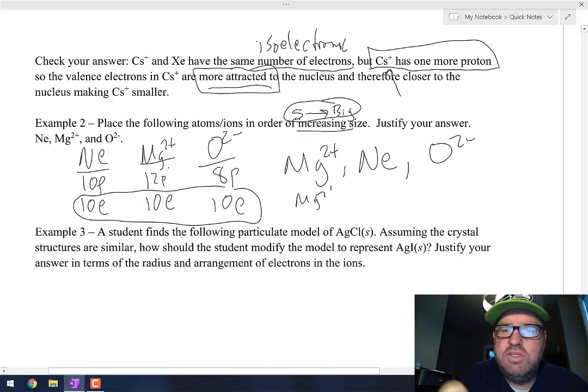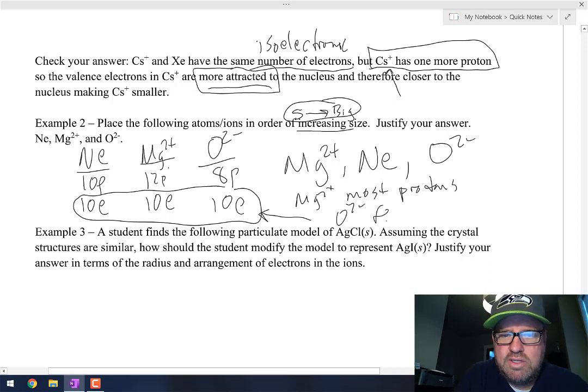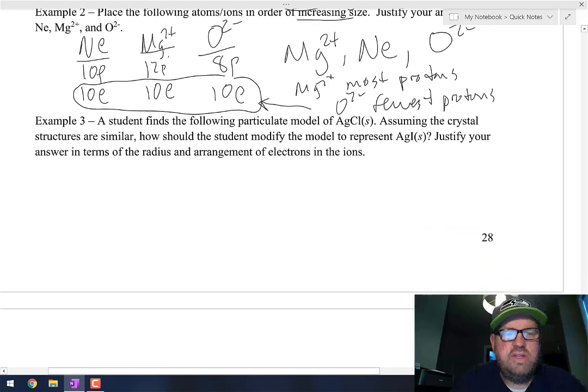Same number of electrons. I would just identify this. And then Mg2 plus has the most protons. O2 minus has the fewest protons. Okay? More attraction in Mg2 plus, less attraction in O2 minus.